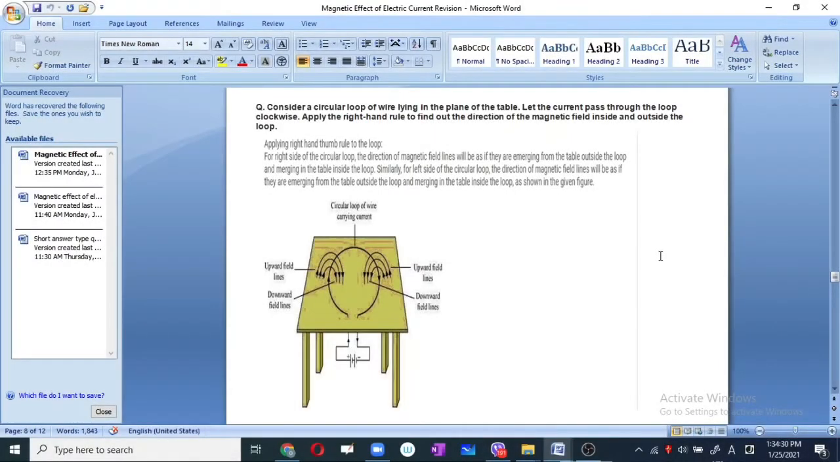Okay, today we are doing a question that is related to current carrying through a circular loop. This kind of question is asked in an exam. Consider a circular loop of wire lying in a plane of a table. Let the current pass through the loop clockwise. Apply the right hand rule to find out the direction of the magnetic field inside and outside the loop.